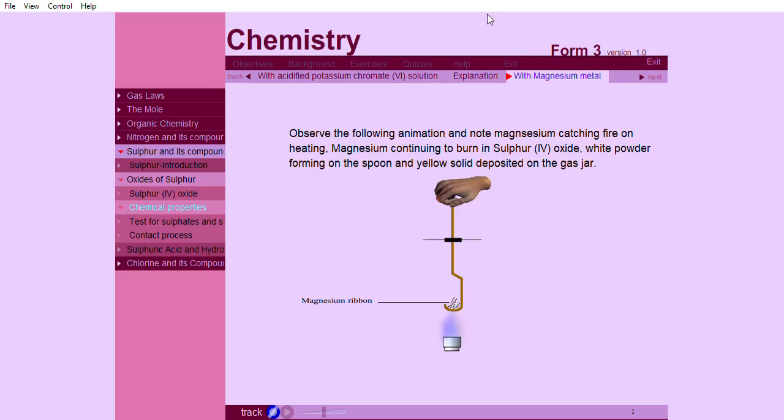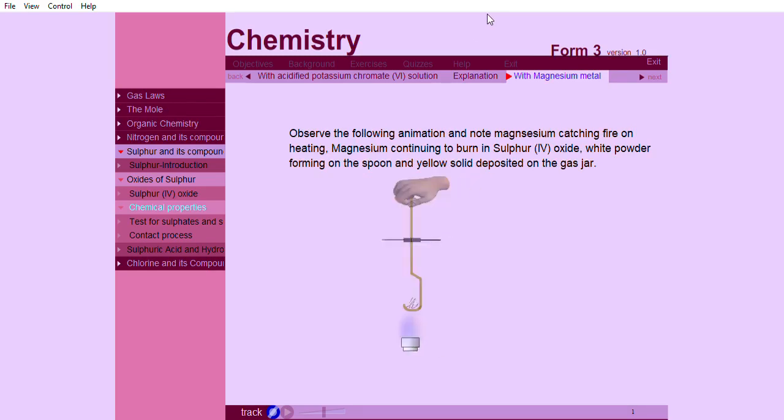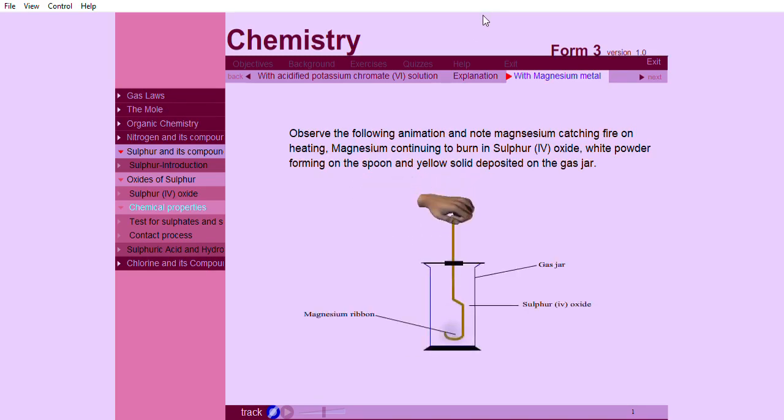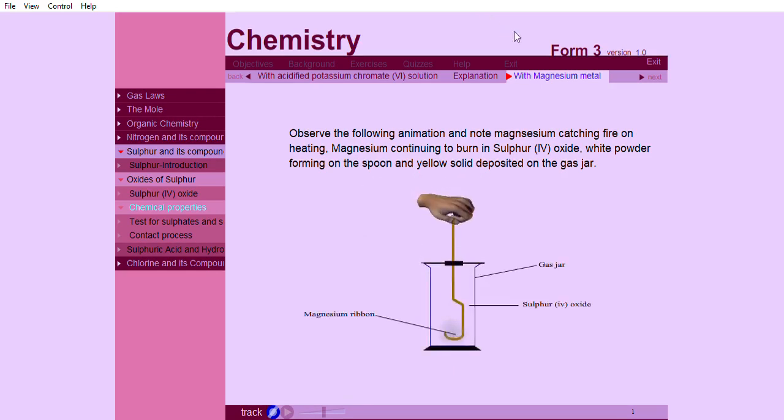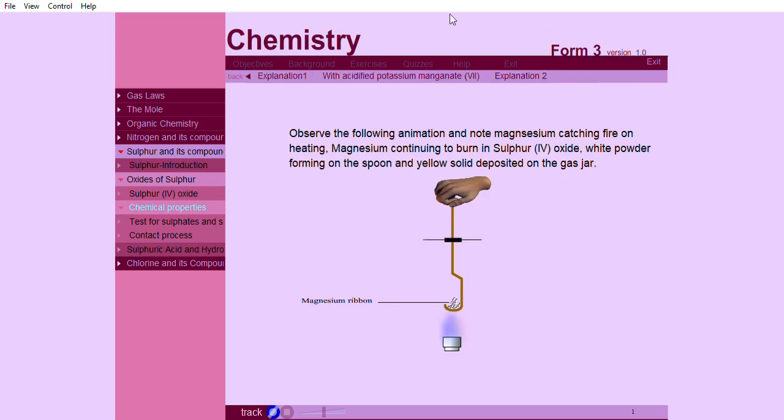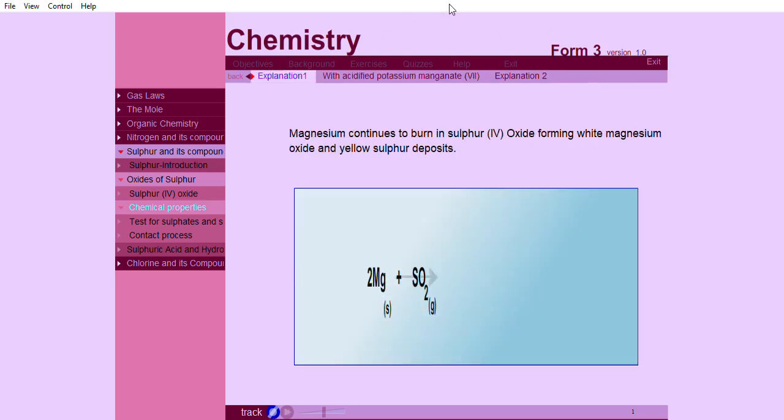Observe the following animation and note magnesium catching fire on heating. Magnesium continues to burn in sulfur 4 oxide, white powder forming on the spoon, and yellow solid deposited on the gas jar. Magnesium continues to burn in sulfur 4 oxide, forming white magnesium oxide and yellow sulfur deposits.